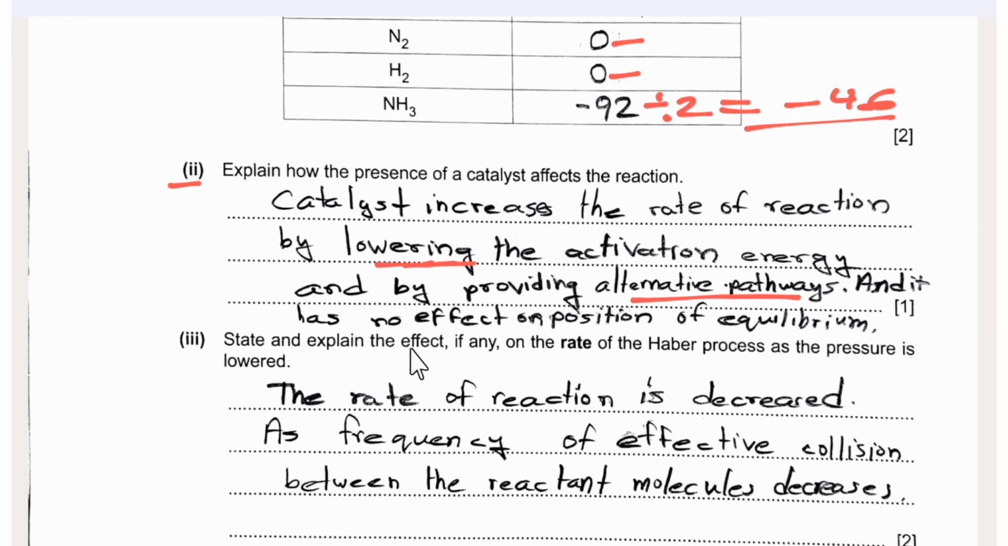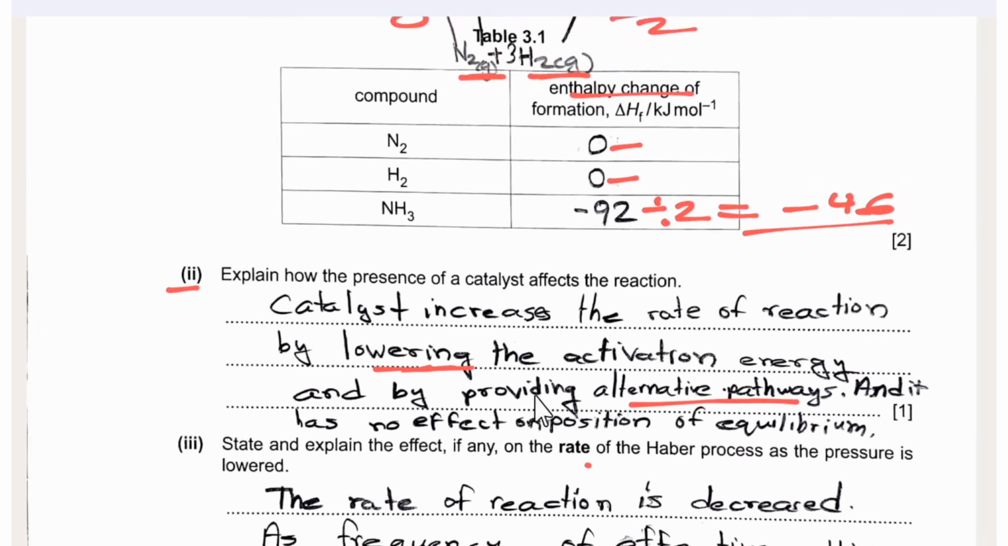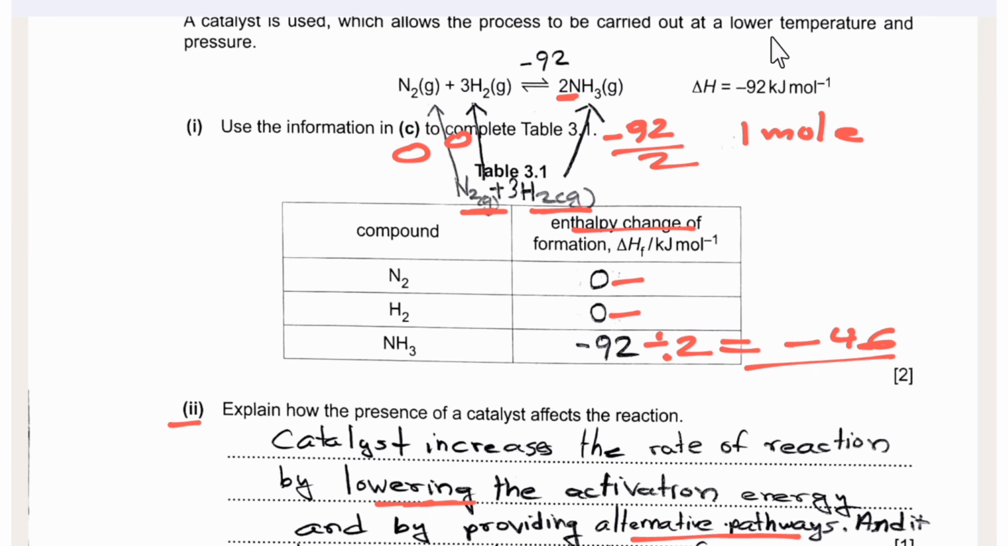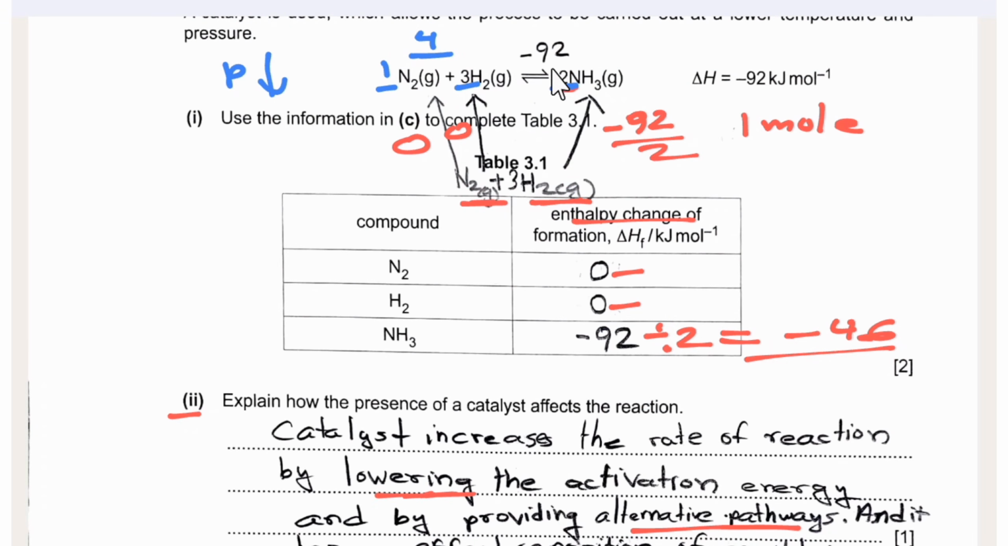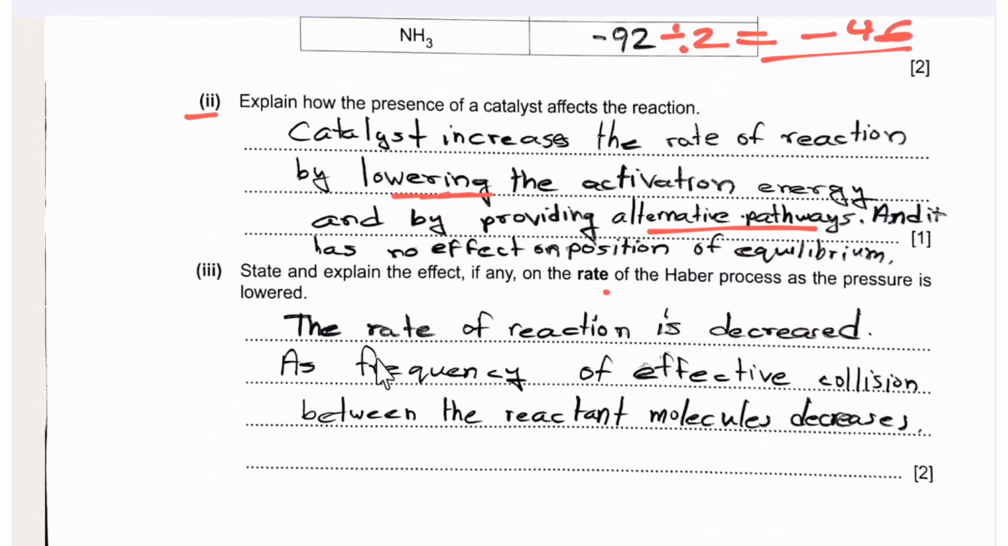State and explain the effect, if any, on the rate of Haber process as the pressure is lowered. So as the pressure is decreased, the equilibrium will shift to the side where the number of moles is more. The number of moles of gas on the product side is 2 and on the reactant side is 4. Since the number of moles is more on the reactant side, decreasing the pressure will shift the equilibrium to that side.